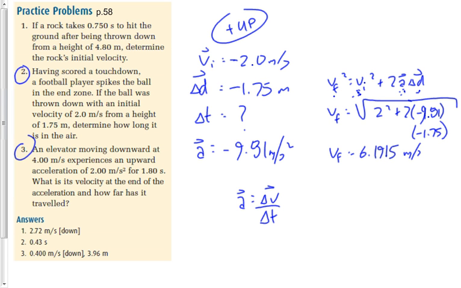We went through this yesterday, didn't we? What's the first rule of rearranging? What do you got to do first? Yep, get it on the top. T's not on the top. How do I get it on the top? Yeah, multiply it. So T times A is equal to delta V. Now, I got to get rid of the A, get rid of that by dividing. T becomes equal to delta V over A. Delta V, VF minus VI, 6.1915 minus negative 2 over negative 9.81.